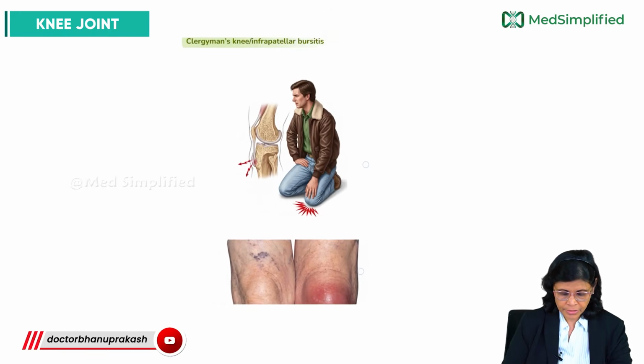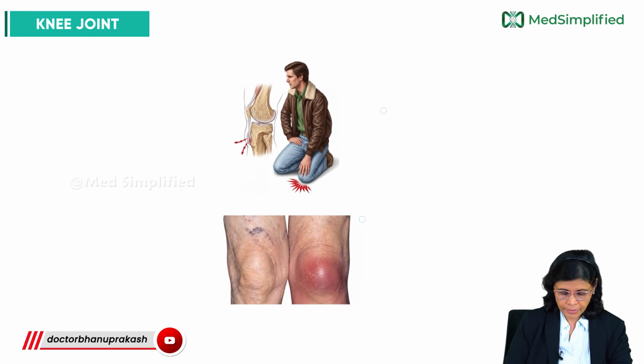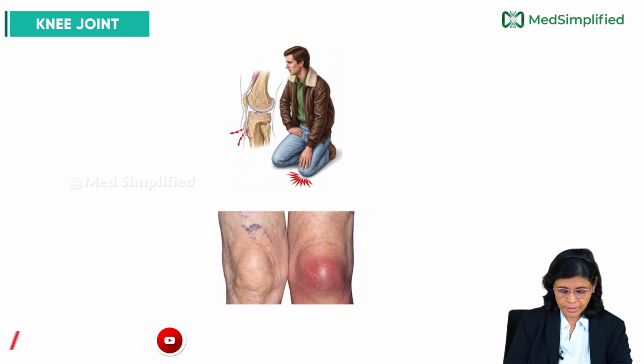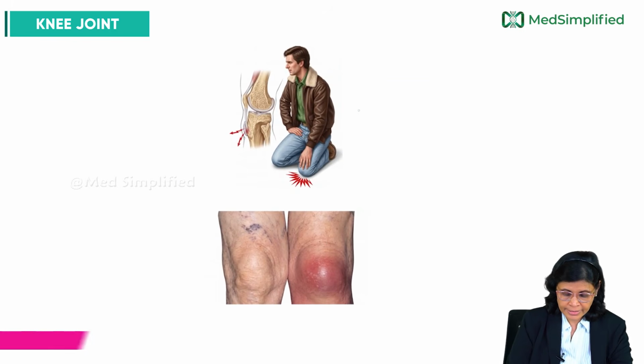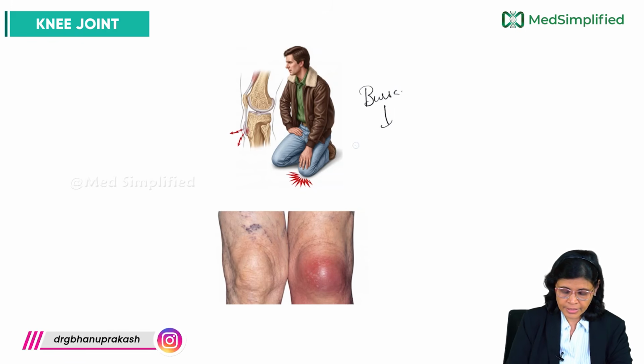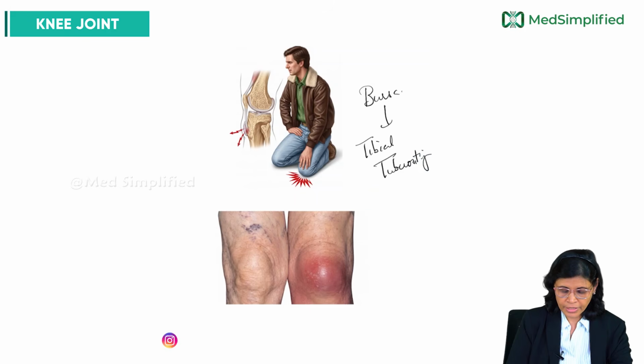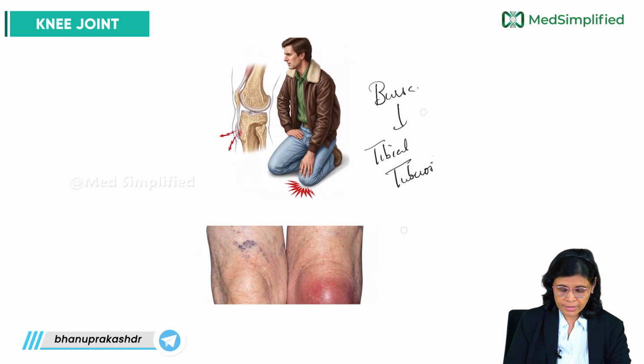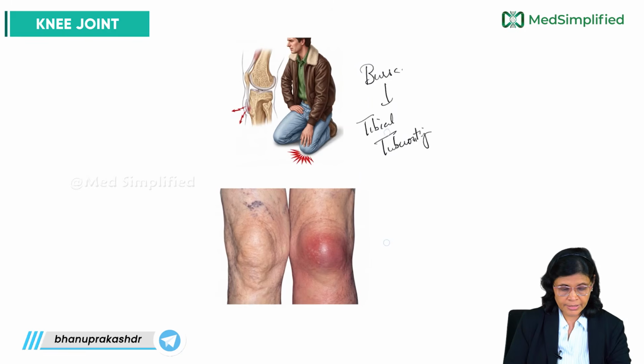Next we have the clergyman's knee. This is infrapatellar bursitis. It is the inflammation of the subcutaneous infrapatellar bursa. This is basically because of friction of the bursa against the tibial tuberosity. This happens in case of kneeling down, especially those who lay down tiles, the tile workers, right? So in them we see this infrapatellar bursitis.